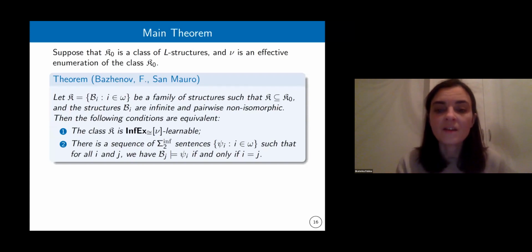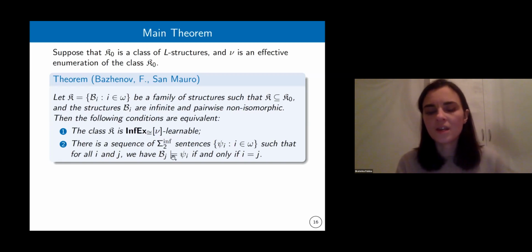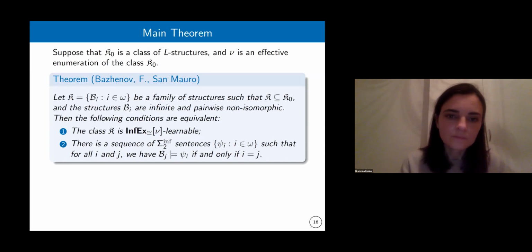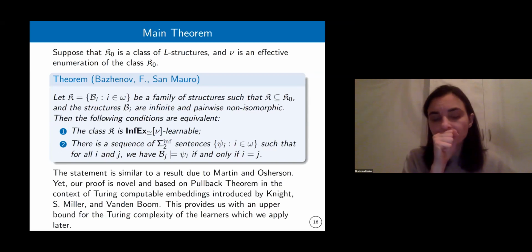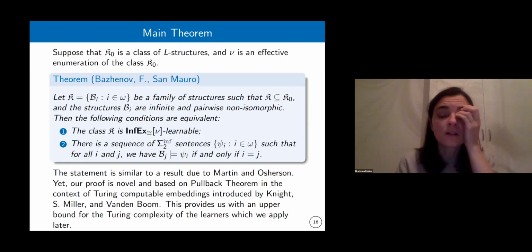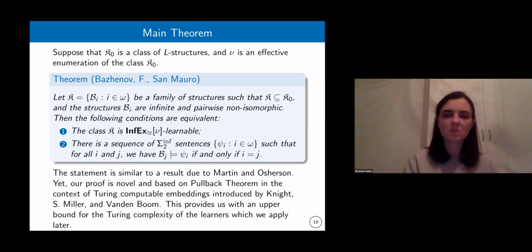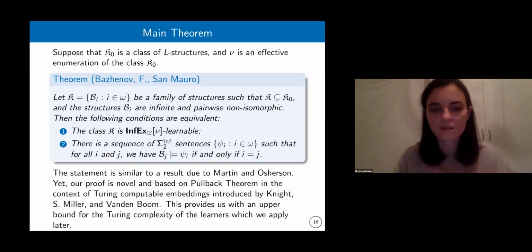Then this class K is learnable, using the definition from two slides before, if and only if we have a sequence of infinitary Σ2 sentences that describe structures inside of this class. So the sentence Ψi is true in the structure Bj if and only if i is equal to j. Okay, so the statement itself is not new.